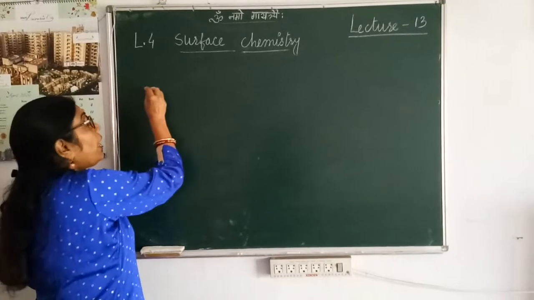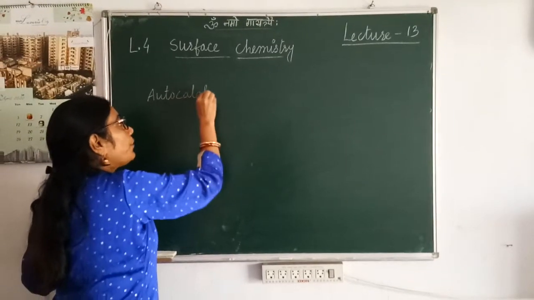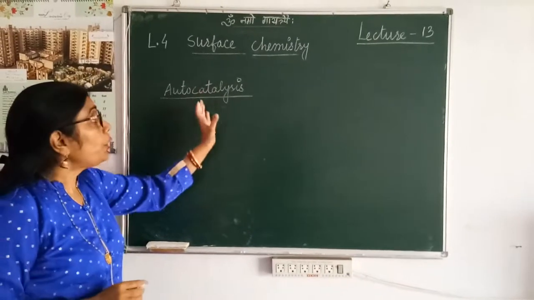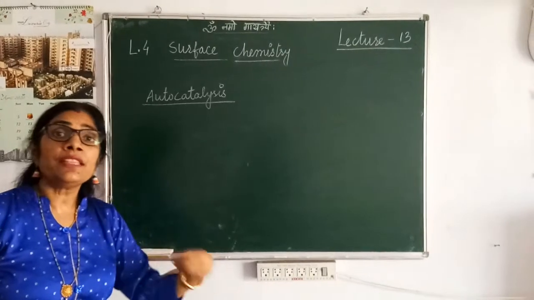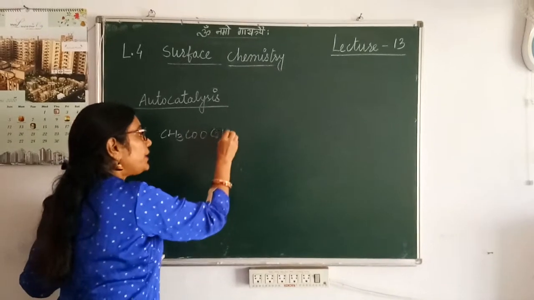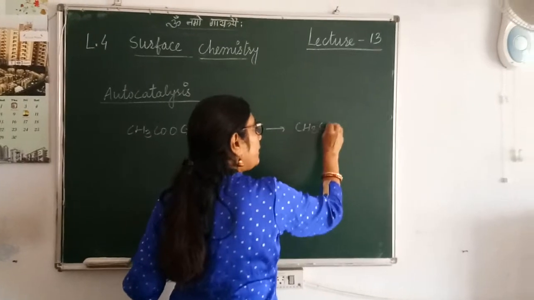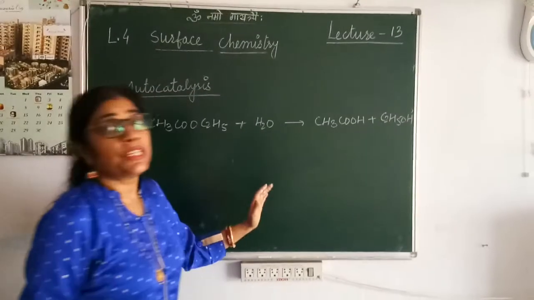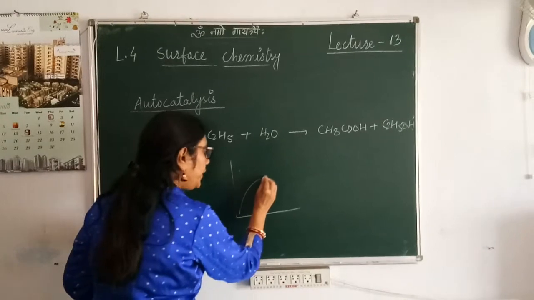And then one of the types of catalysis is autocatalysis. This is also very important. As the name itself suggests, autocatalysis means the catalyst is formed during the reaction itself. For example, hydrolysis of ester, and it forms acid and alcohol. Okay, and this reaction is very slow at the beginning, but afterwards it becomes fast.